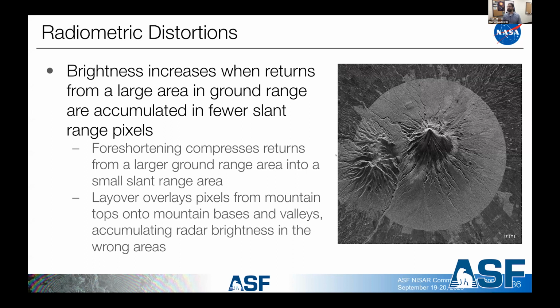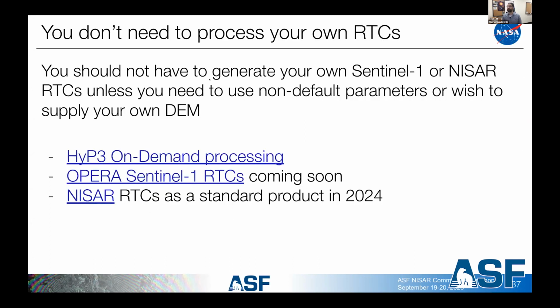And so we also have to account for that over brightness and normalize that brightness based on the actual area contributing to the backscatter returns. And so I'm going to go through the steps with which a radiometric terrain correction is performed. But before I do that, I really want to point out that this is not something that you should ever have to do in all likelihood, especially for Sentinel-1 and NISAR data.